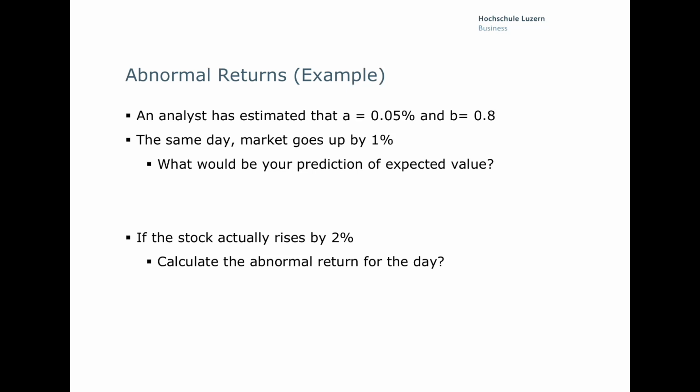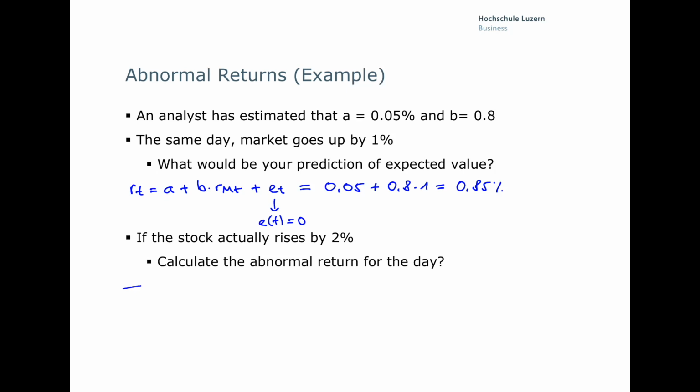Let's make an example of abnormal returns. Suppose that the analyst has estimated that alpha is equal to 0.05% and beta is equal to 0.8. On a day that the market goes up by 1%, using the previously discussed formula, you would predict that the stock should rise by an expected value, assuming that the abnormal return is equal to 0, by 0.05 plus 0.8 times 1 equals 0.85%.